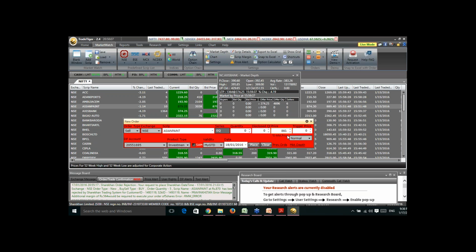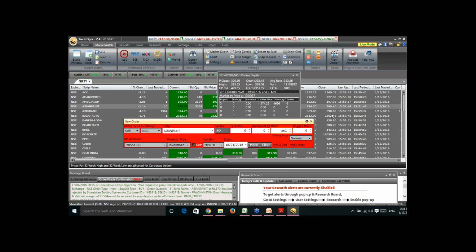So I exit. But what happens if I place this order right now? It will immediately get triggered. Why? Because you are selling cheaper than the market price, so obviously a buyer will buy. If you sell at a price higher than the market price, it gets executed only if the market price reaches 900. But if you put a cheaper price, the market executes it immediately.